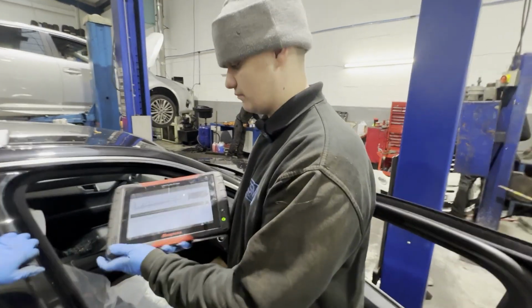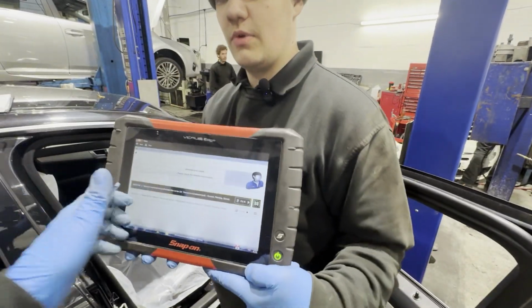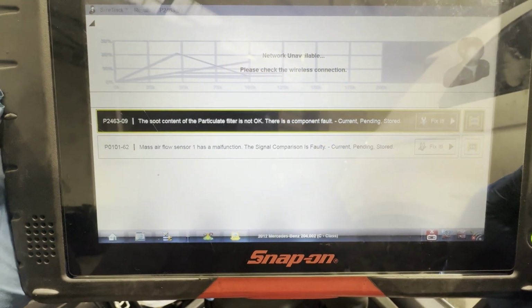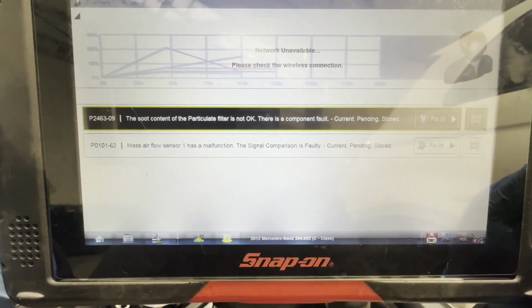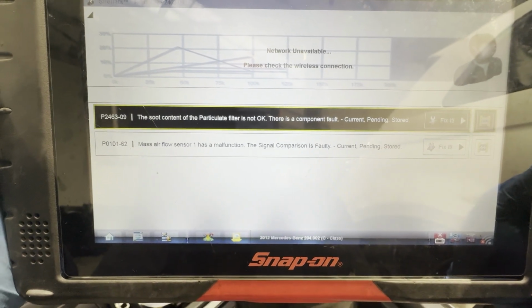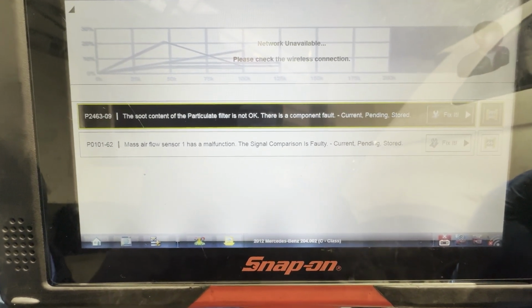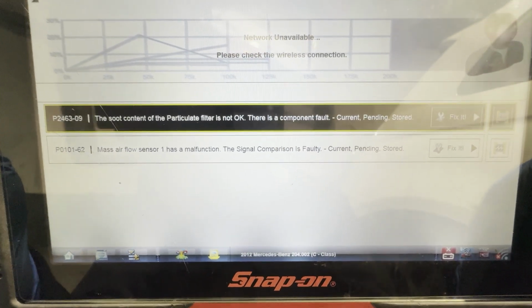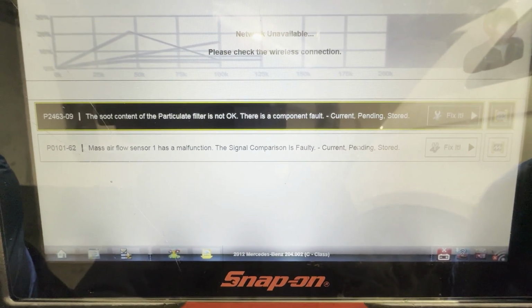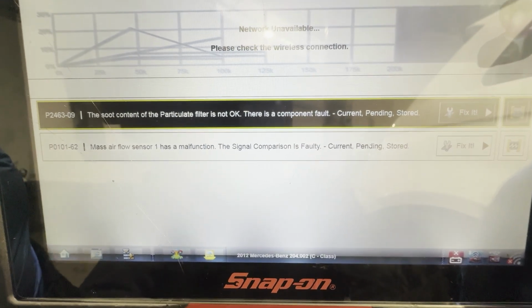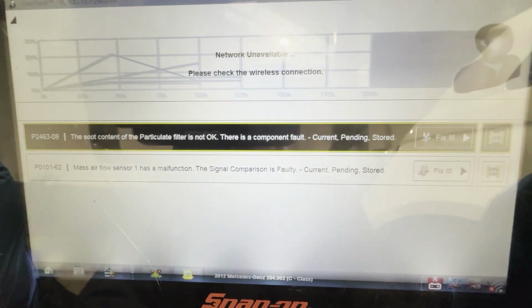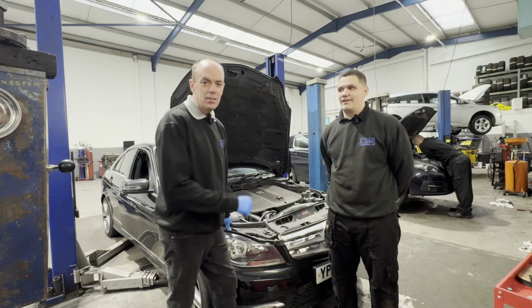If we have a look at that, we have got soot accumulation in the particle filter, and we've got the mass airflow sensor as a malfunction. So I wonder if we've got some sort of boost leak or something, and then that's also causing the particulate filter to block. So let's have a look under the bonnet and see what we can see.